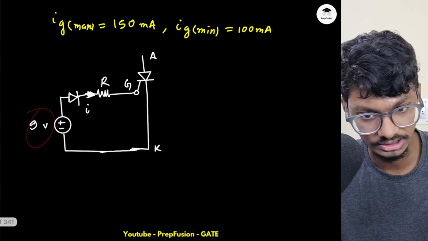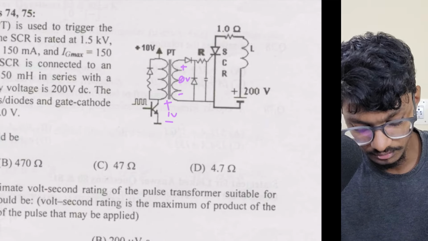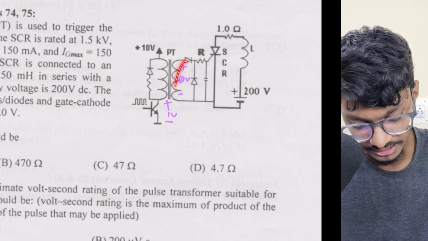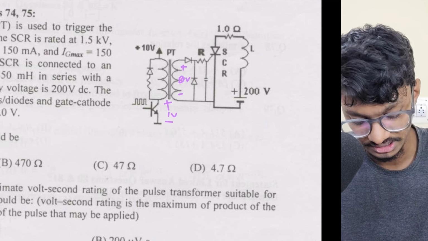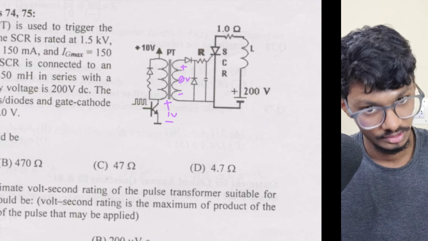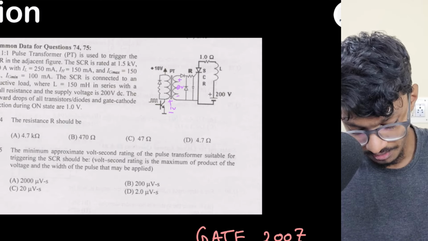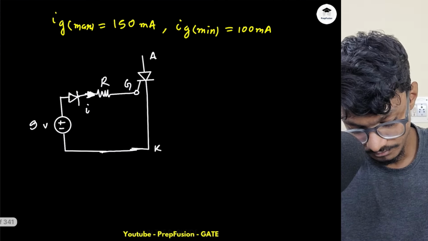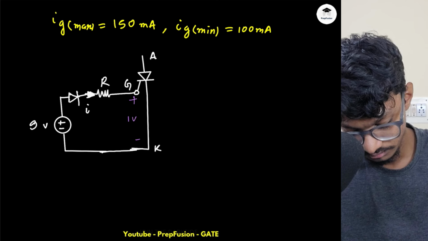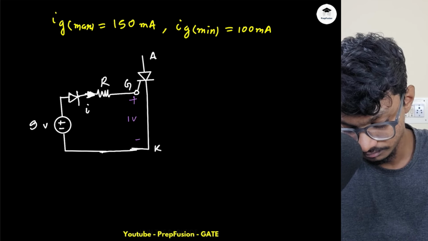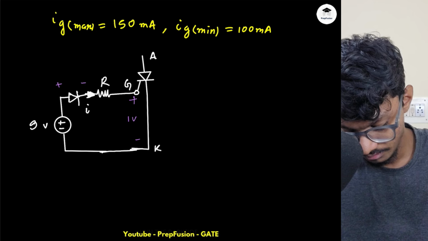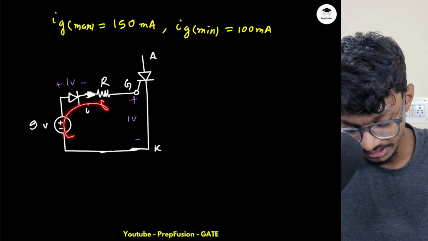This is just the secondary of the transformer. Now, when the current IG max is flowing, obviously this diode is reversed biased, so current will not flow through it. And this capacitor will be an open circuit at steady state. All the current will flow through this. Now, if the current flows through this, I know that the gate cathode will be on. If the gate cathode is on, that means there is a drop of 1 volt here as well. So there will be a drop across the gate and cathode, since the current is flowing.